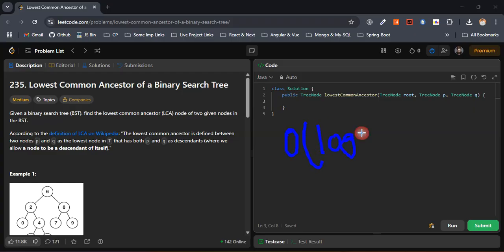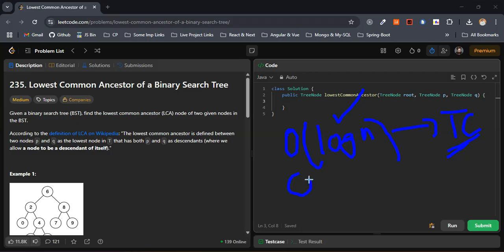So overall, the time complexity would be big O of log n, because this is a binary search tree, right? We are making use of a balanced binary search tree, and we have to move down one side at each step. So for the balanced binary search tree, the overall time complexity would be big O of logarithmic n.